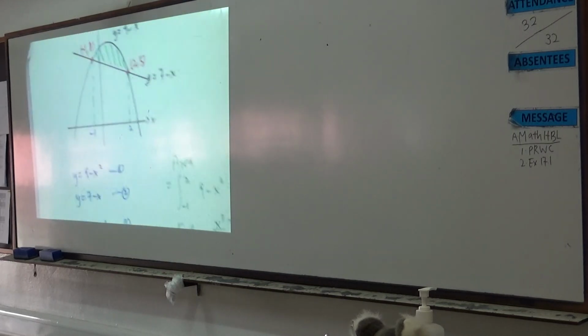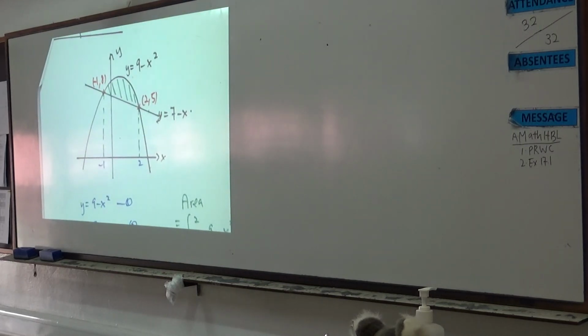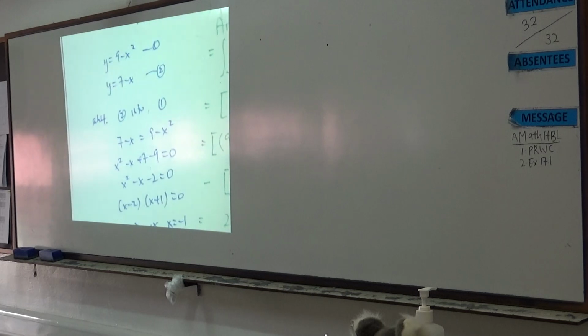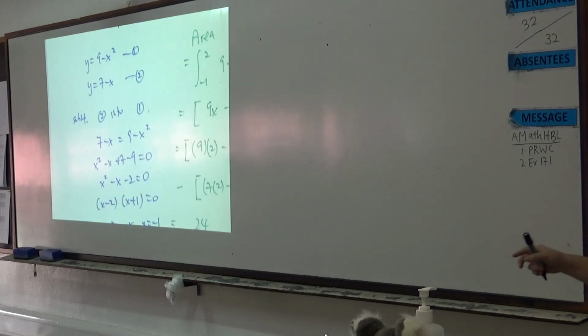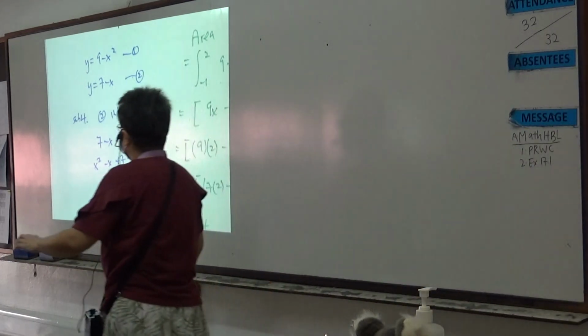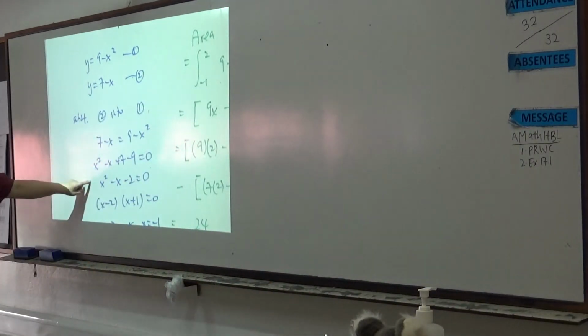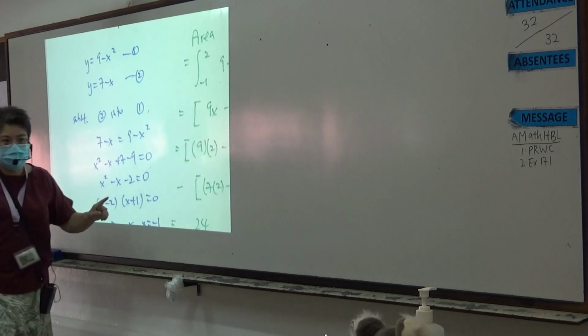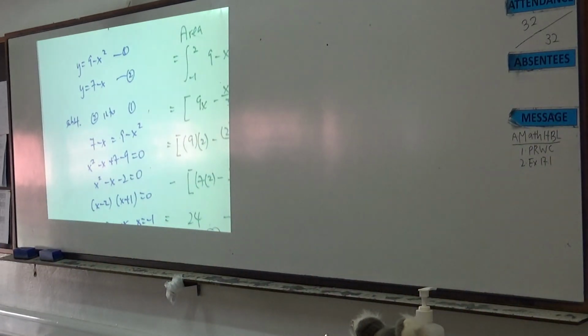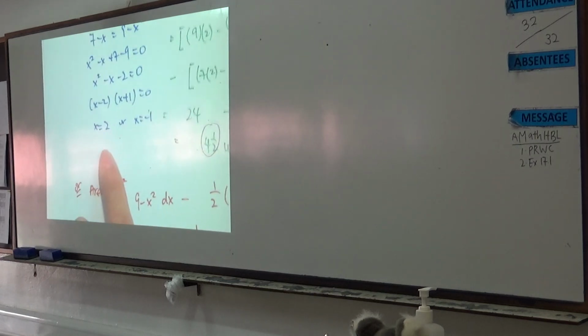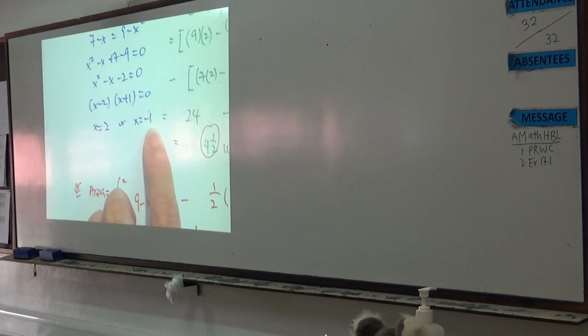Okay, all of you look at this one. How do I solve it? Can you look at the blue color one? Can you see I have two equations? I substitute in, I find this out. I will get x equals 2 and x equals negative 1. Understand what I'm talking about?